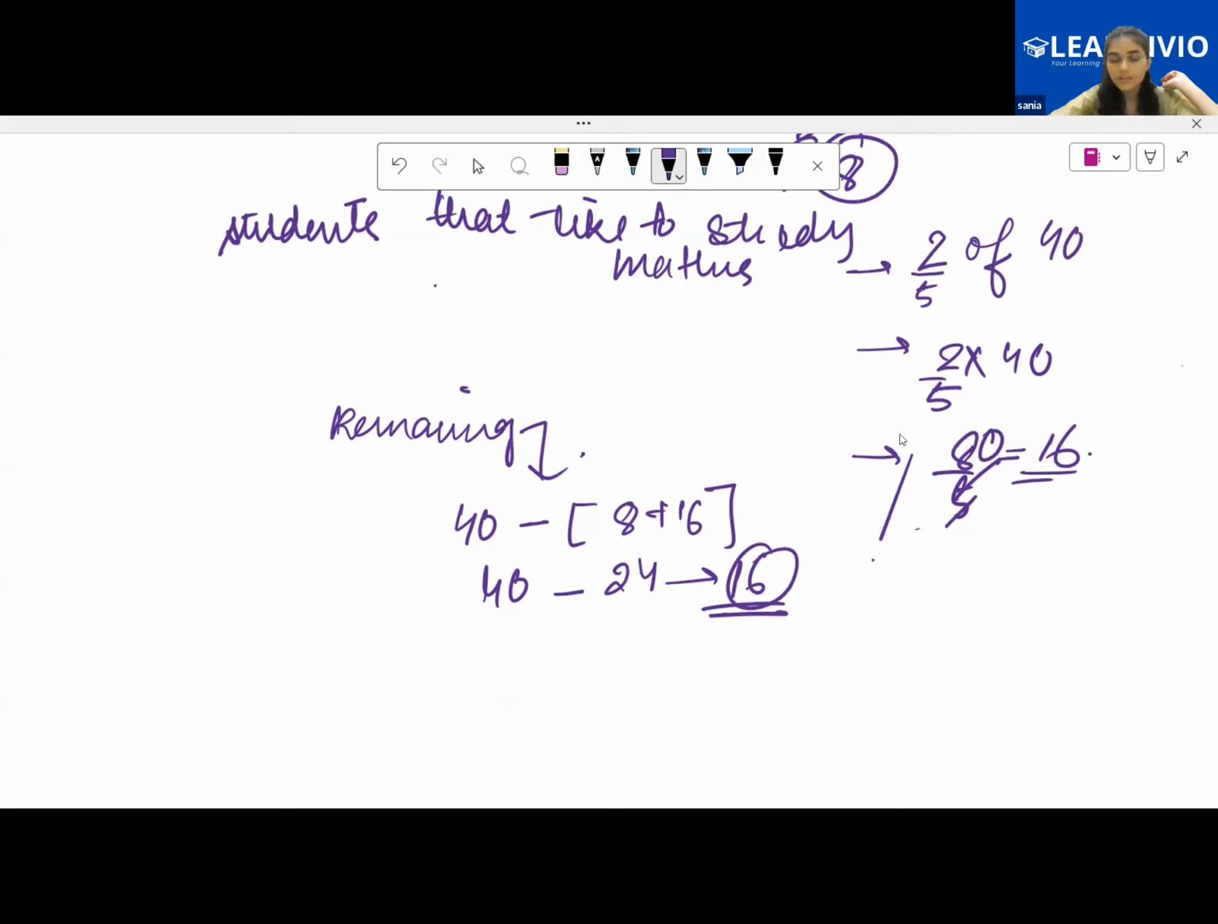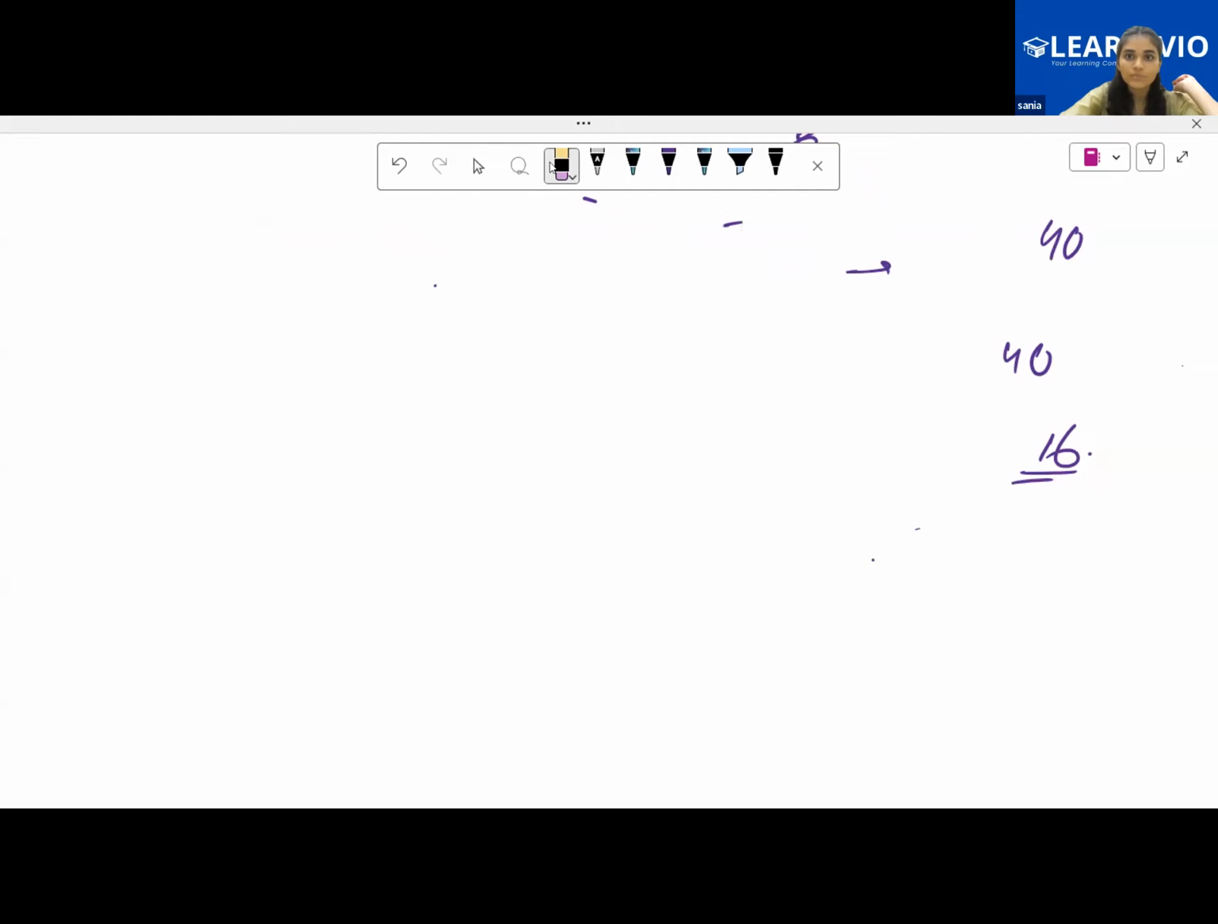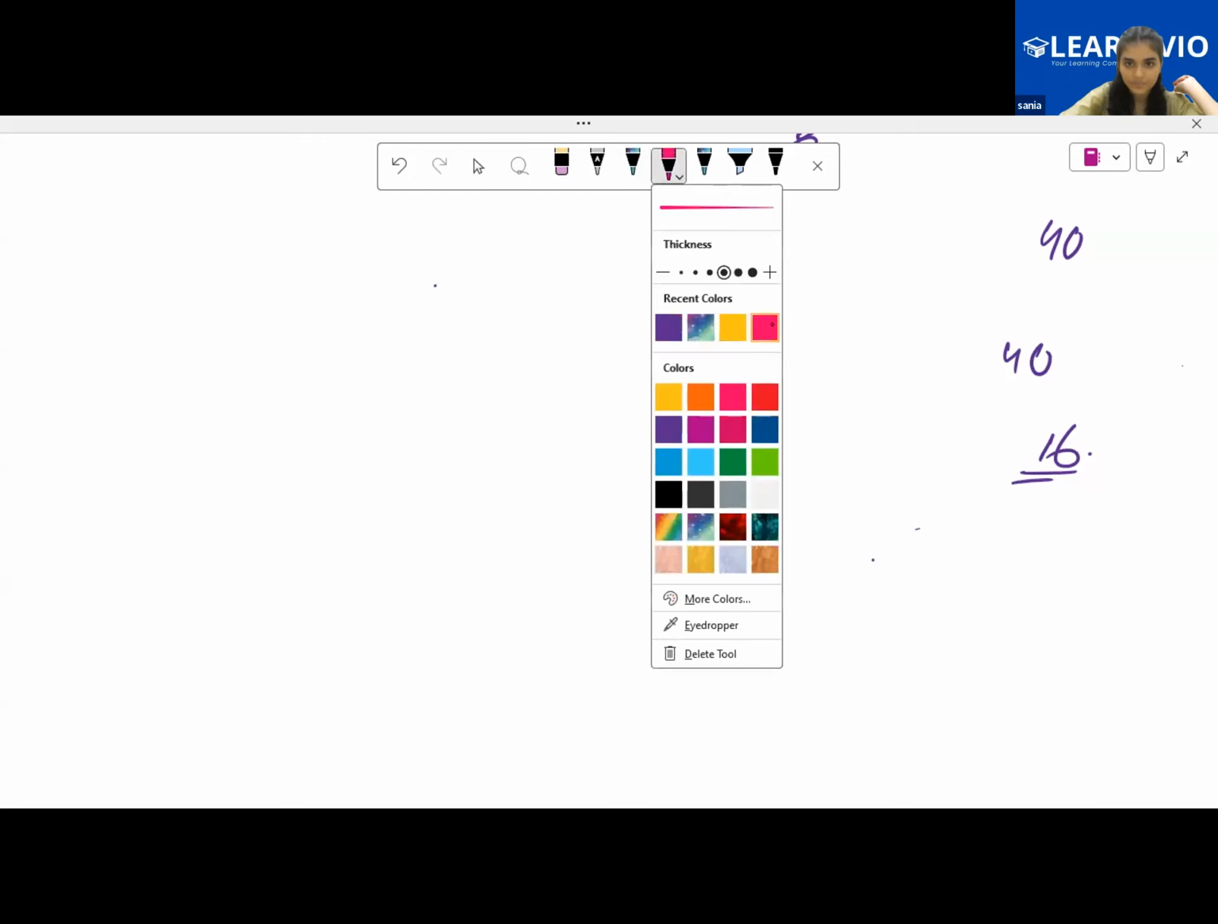So this way, we've done one problem related to fractions. Now we have the lowest form and mixed fraction. Now what is the lowest form? It means when you divide the number to reach the lowest point it can get. So how do we calculate the lowest form? We divide both the denominator and numerator by one number.